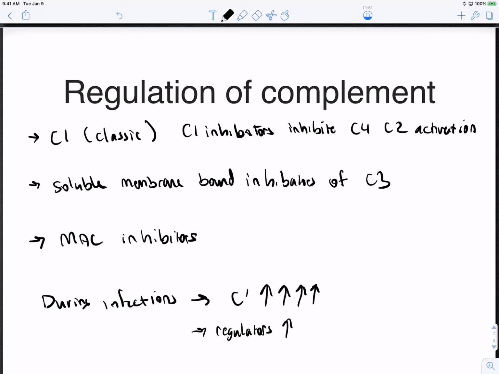And then after the infection goes away, your levels of complement go back down to normal, and there you go, into balance again with your regulators. Okay, so that's our brief introduction to complement, and we'll talk more about that in class.